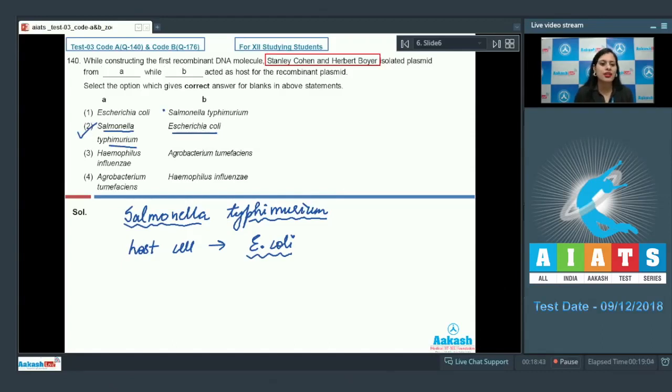The very first option given is Escherichia coli and Salmonella typhimurium, and this is an incorrect option because this Escherichia coli acted as host, whereas Salmonella typhimurium is the bacteria from which the plasmid was isolated. The next option given is Haemophilus influenzae and Agrobacterium tumefaciens. So this is an incorrect option. Agrobacterium tumefaciens and Haemophilus influenzae is again an incorrect option. So the correct answer for this question is option number 2. Let's discuss our next question.